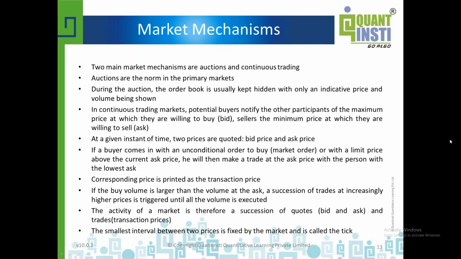What is level 2 data? Best bid and best ask is level 1, right? Level 2 is the second best bid and the second best ask. That is level 2.